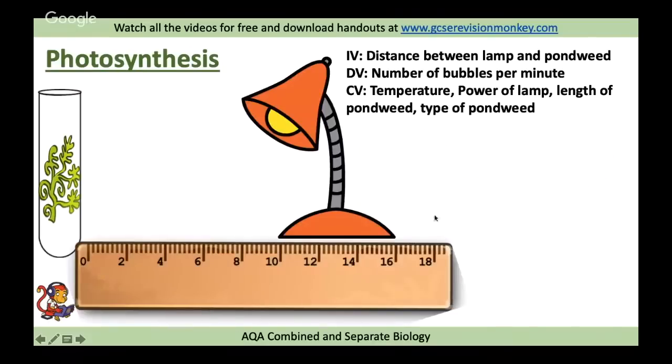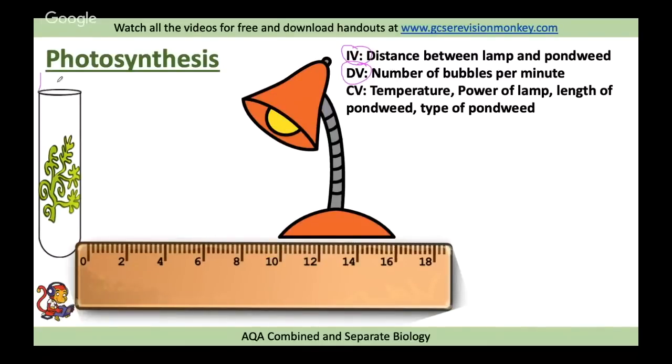Final one that I'm going to briefly go through is photosynthesis. Now, these are fully in detail on another video, if you want a bit more detail. So the independent variable is the distance between the lamp and pondweed. That, in turn, changes the light intensity. The dependent variable is the number of bubbles per minute. In this case, you need to be talking about either this or in terms of a rate of photosynthesis.